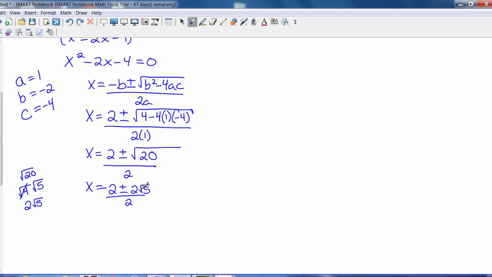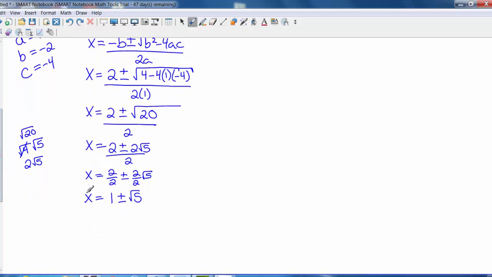Notice I could take a factor of 2 out of this numerator and simplify it with this one. Or you could split it up if you wanted, whichever you'd prefer. You also could split both of your answers, the plus and the negative, if you'd like. 2 divided by 2 is 1, so we have 1 plus or minus the square root of 5. So there's really two answers here, remember.